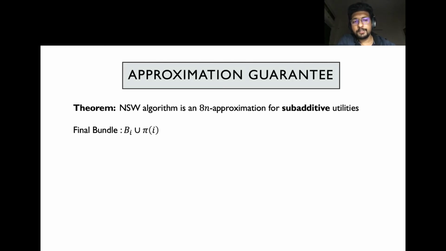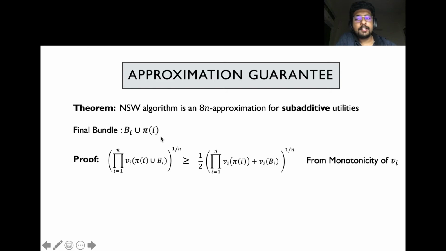Now we are ready to show that the Nash social welfare subadditive algorithm 1 is an 8n approximation for subadditive utilities. The final bundle obtained is the combination of the goods obtained from the moving knife procedure and the good that was matched. Here pi denotes the good that was matched and bi the bundle obtained from the moving knife procedure. So the Nash social welfare of the final bundle is at least that of the right hand side, and this follows simply from the monotonicity of vi.